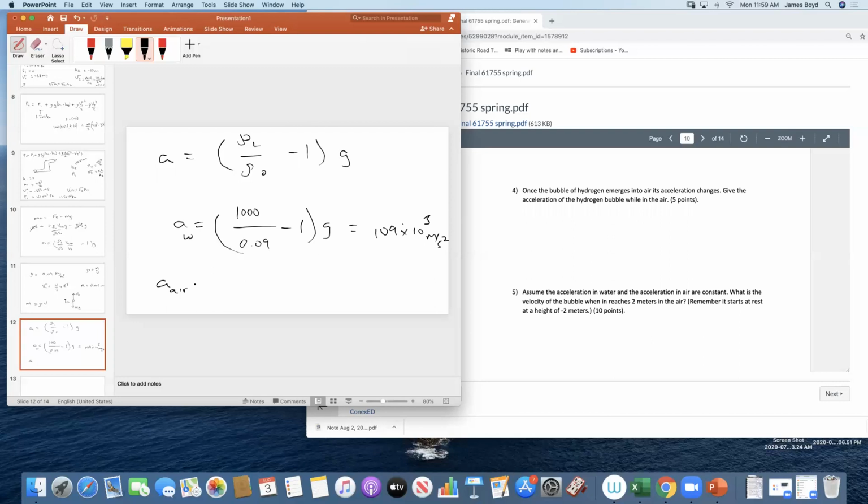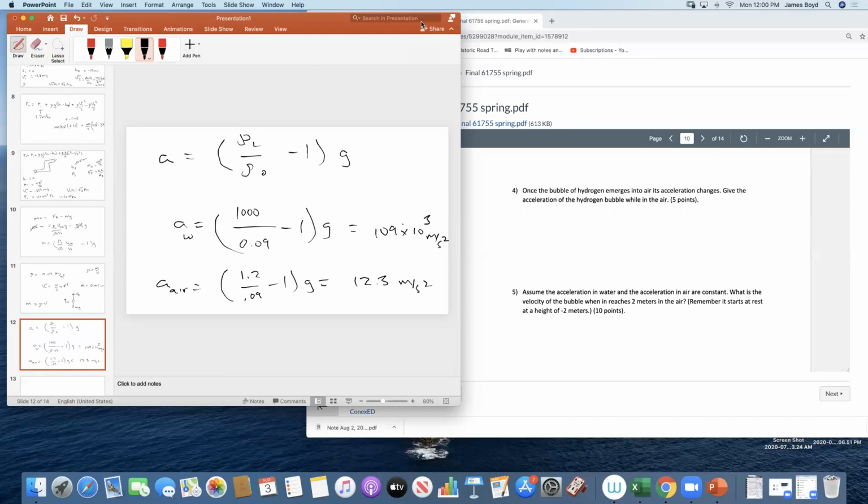a in the air is the density of the air. The density of the air is only 1.2. So this is 1.2 divided by 0.09, minus 1, times g, which is 12.3 meters per second squared.